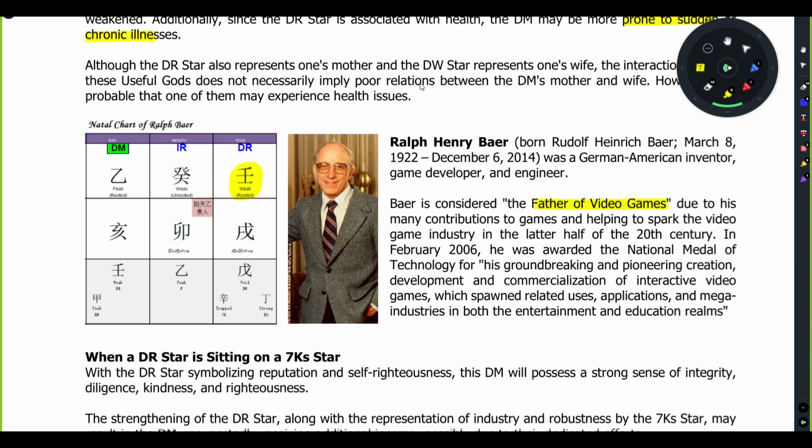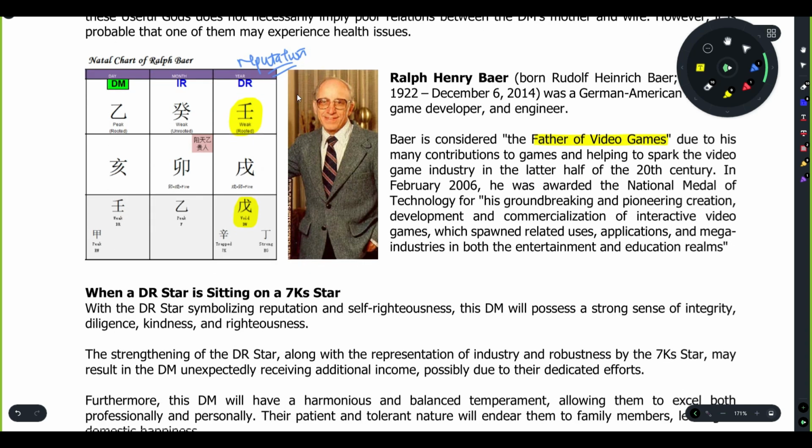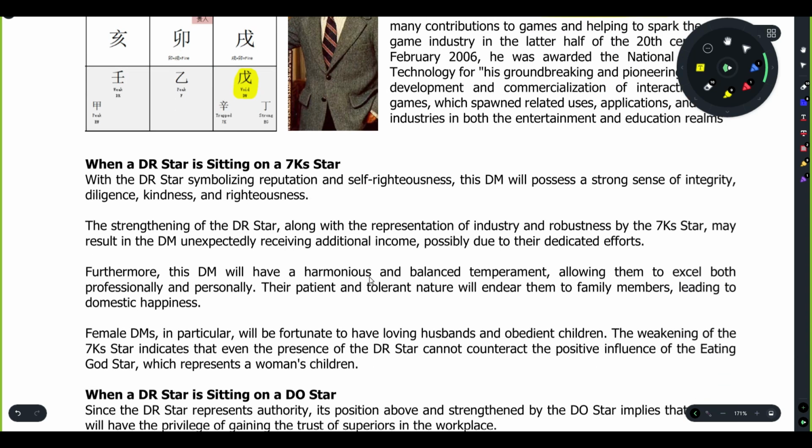And this direct resource sits on direct wealth, also representing an inventor, somebody who contributes something new. Because when it sits on the year pillar, it brings more reputation. The year pillar is the first pillar that people see, the first impression, and that brings about the manifestation of the direct resource in the person's chart. Alright, so direct resource sitting on Seven Killings is auspicious, as mentioned.